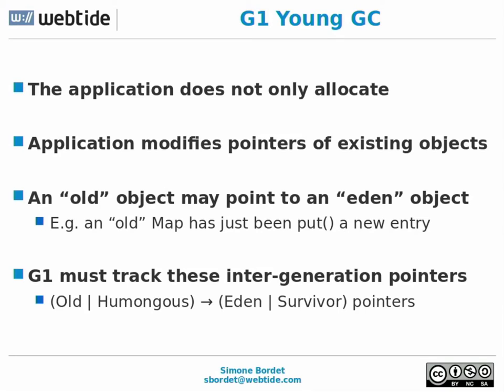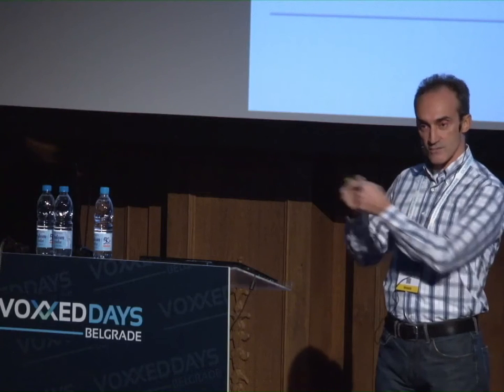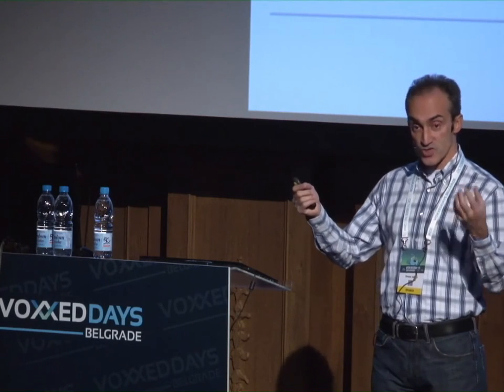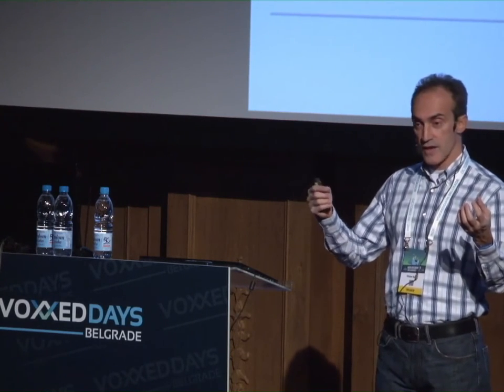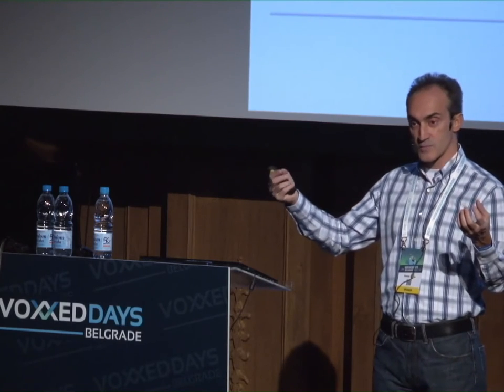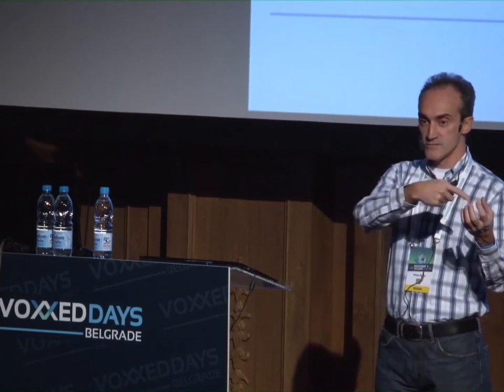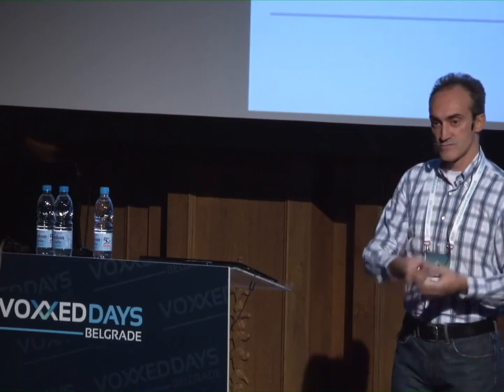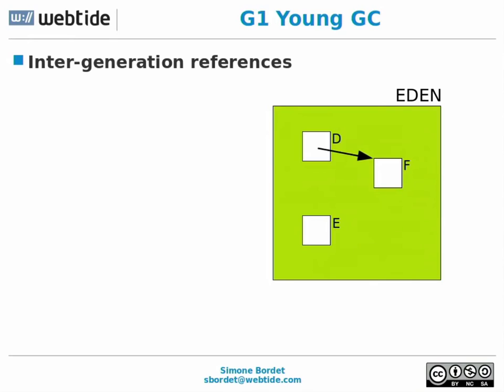However, it is possible that you actually create new objects or new beans, and those beans are put into that map. And at that point, you have just created a new object and you have put it into that map. So you have the map pointing from an old generation region to a young generation region, right? Pointing to the new bean. So G1 must keep track of these pointers. Why does it need to keep track of these?